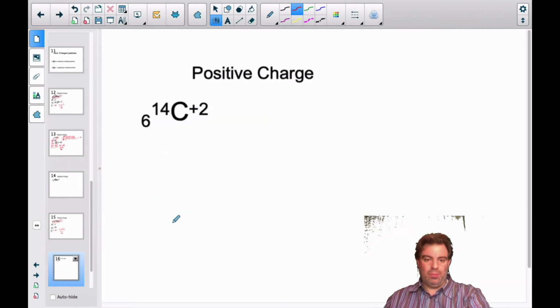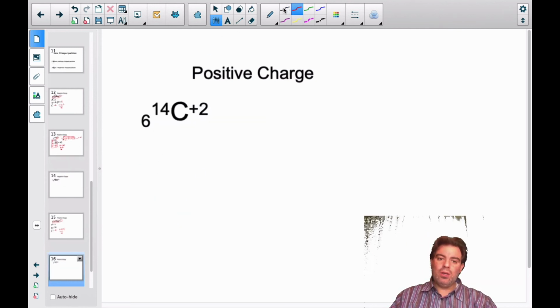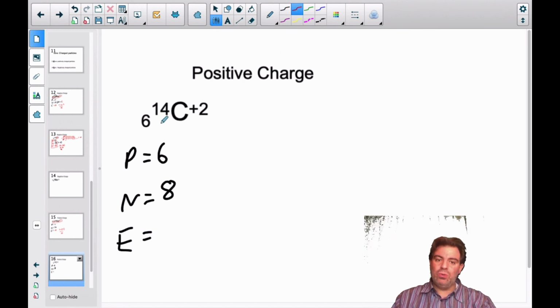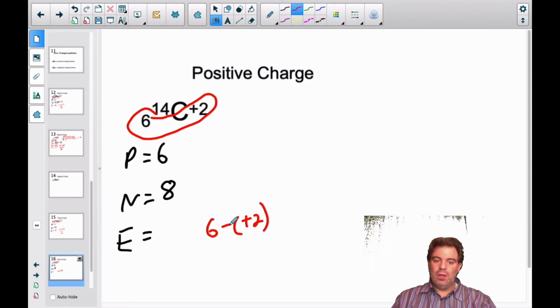Let's do one more example. Let's do carbon-14, +2 charge. Protons, neutrons, and electrons. Number of protons is very easy. It's the atomic number, which is 6. Number of neutrons, also easy. 14 minus 6 is 8. And now, number of electrons. So what do we do? We subtract these two little guys right here. So what is it going to be? 6 minus +2. What is negative times positive? It's going to be negative. So 6 minus 2 is 4. So we have 4 electrons.